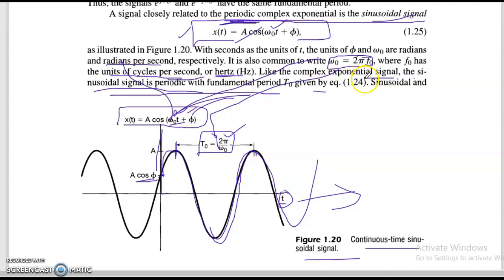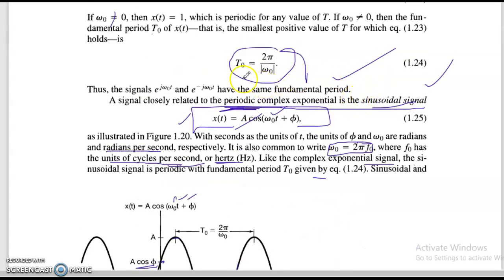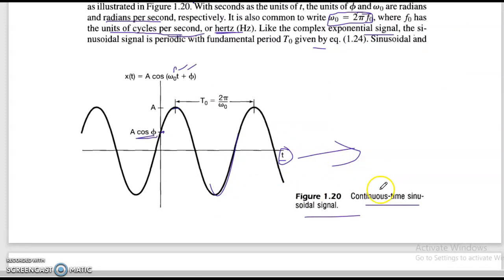The sinusoidal signal is periodic with the fundamental period T naught, from this top to the next top in amplitude. So this distance is T naught, that is the fundamental period. The fundamental period equation is T naught equals 2 pi divided by the magnitude of omega naught.